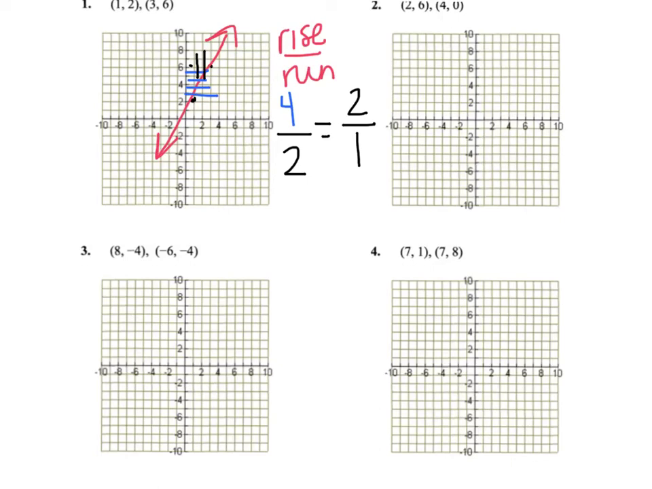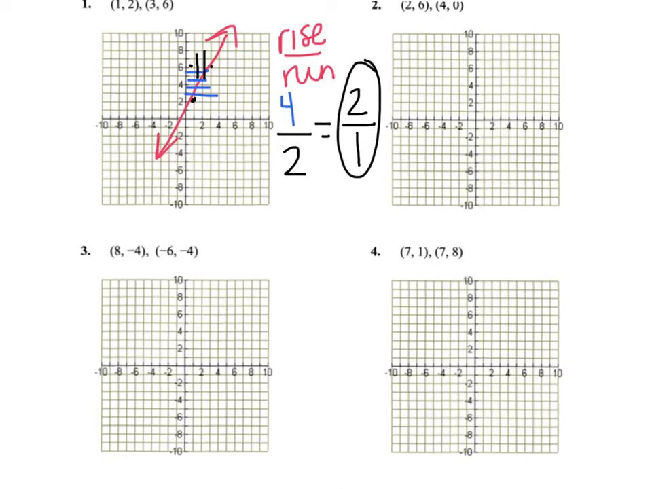The biggest thing with slope is never leave it as a whole number. So yes, you could write that as 2, and it would still be the same as 2 over 1. But our slope always needs to be a rise over a run. So it always needs to be written 2 over 1 and not 2. So let's try our next one.